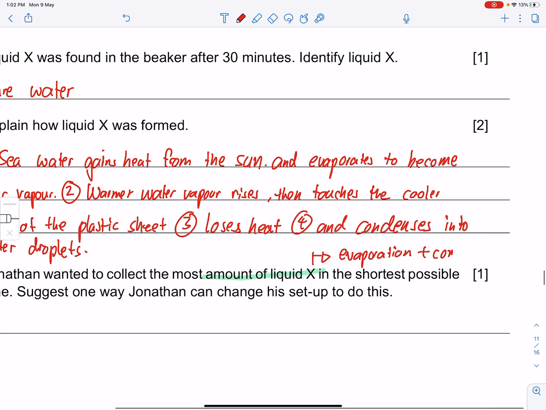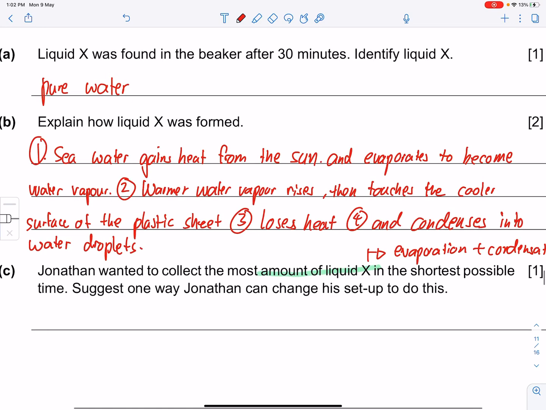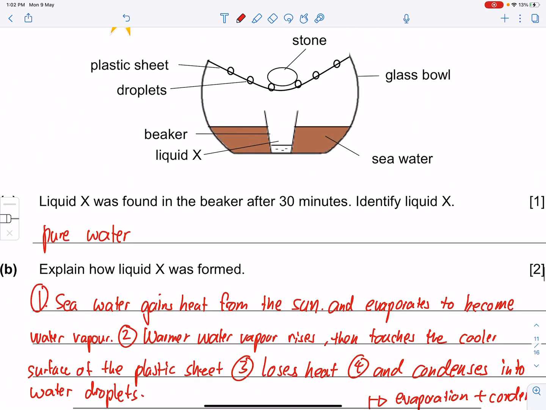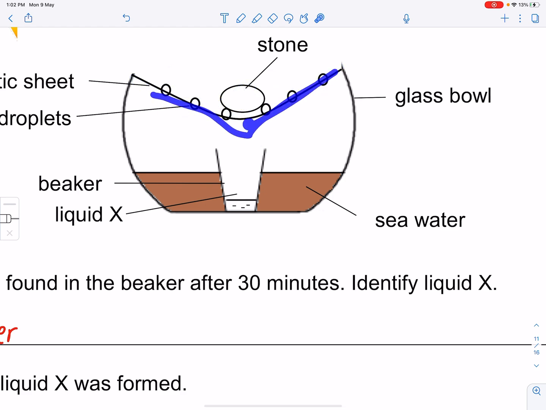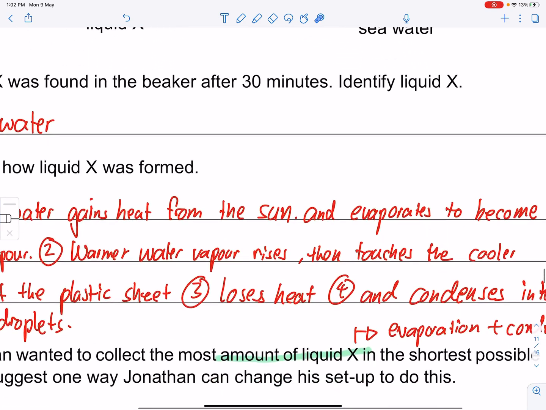So basically, you have two methods. Either you increase the rate of condensation, or you increase the rate of evaporation. In this case, the more logical and simpler way would be to increase the rate of condensation. How to do that? We can either replace the stone with ice cubes or put ice cubes at the top over here. It lowers the temperature and further cools down your plastic sheet, so that heat loss will be faster from this part.